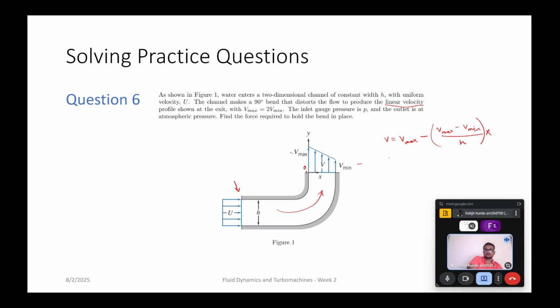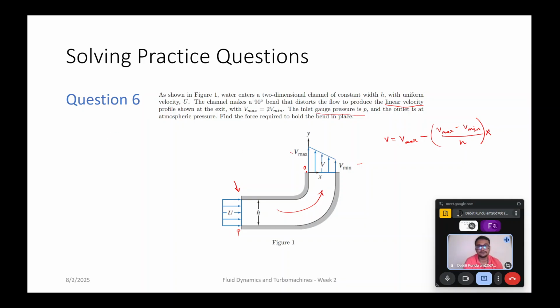All right, so that's the velocity profile, and it said that there's an inlet gauge pressure of P as well. So there's the pressure P over here, and the outlet is at atmospheric pressure, so the gauge pressure would be 0. So you have to find out the force required to hold the bend in place. Now, how do you do that? You simply apply conservation of linear momentum, and there are only two surfaces that you have to consider. So it should be pretty simple.